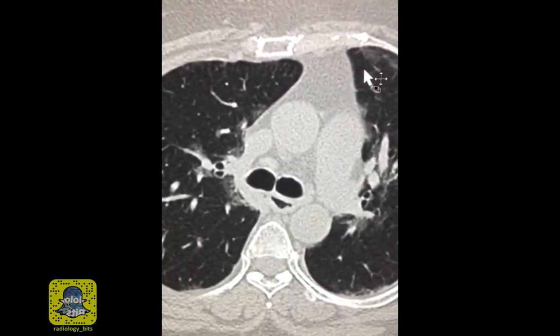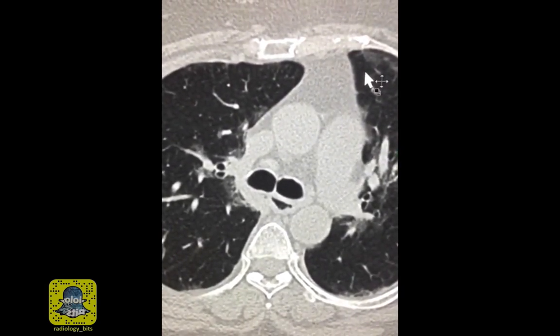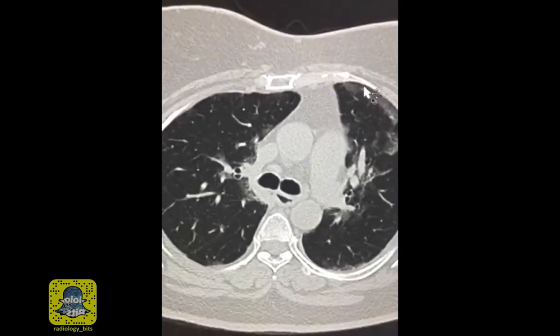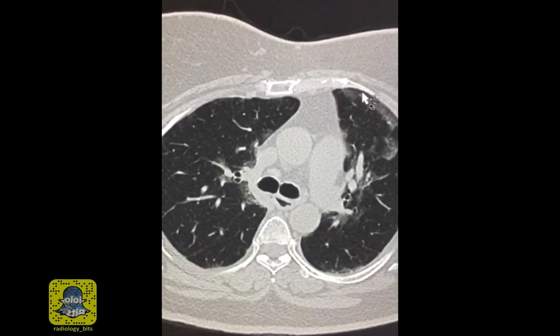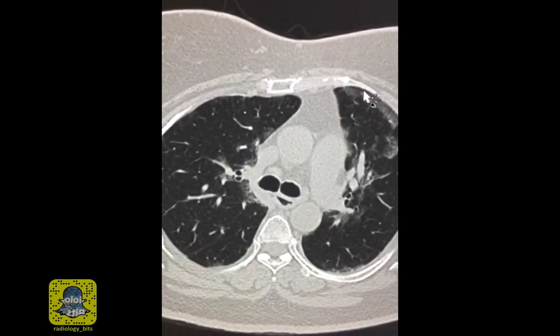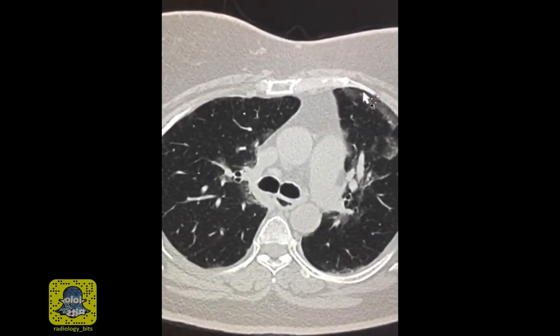And this form of secondary organizing pneumonia may be acute, subacute, or chronic. In such case, you have to treat the cause of the organizing pneumonia, and sometimes adding steroids might help.